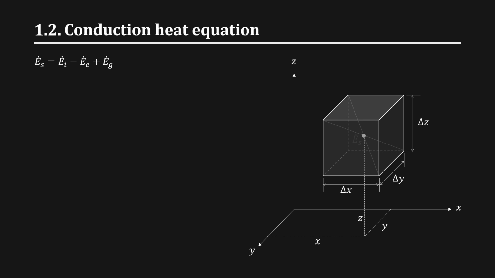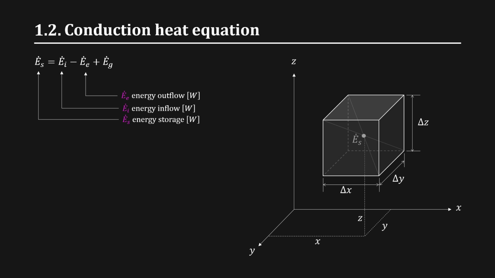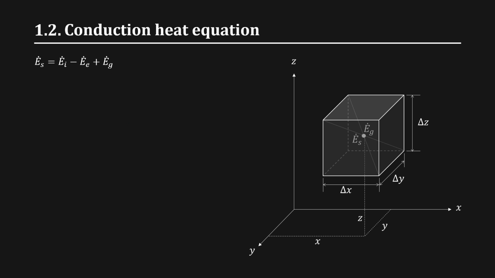The energy storage, which refers to the change rate of thermal energy within the system, equals the energy inflow minus the energy outflow plus the energy generation within the system, which represents some energy conversion processes that involve generating heat. It could be chemical reactions or any other sources. Now, the energy inflow minus the outflow is represented here as the heat transfer rate of x minus the heat transfer rate of x plus delta x, which is simply the outflow from the other side.